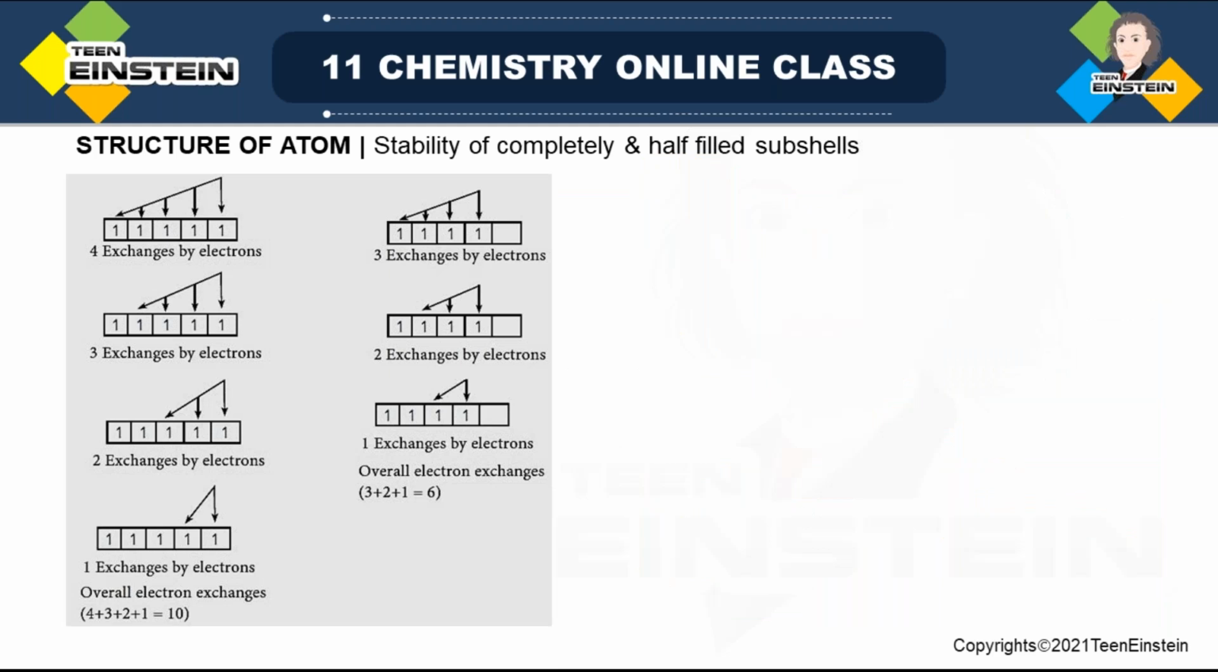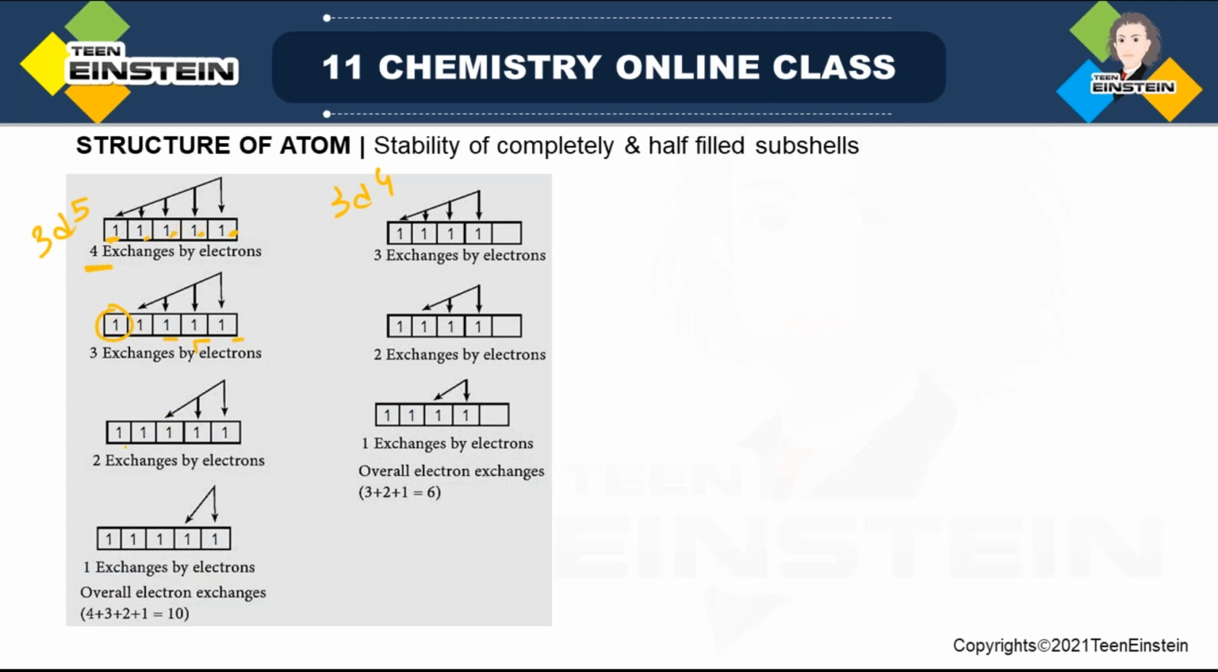So see, suppose it is a d5 system. In case of chromium, remember, it is either 3d5 or 3d4. Now when it is 3d5, this electron can exchange its position with all the 4 electrons. That means 4 exchanges are possible. Now come to the next electron, it can exchange its position with the other 3. It is already done with the first, so we have fixed it. We are trying to see all the permutation combinations.